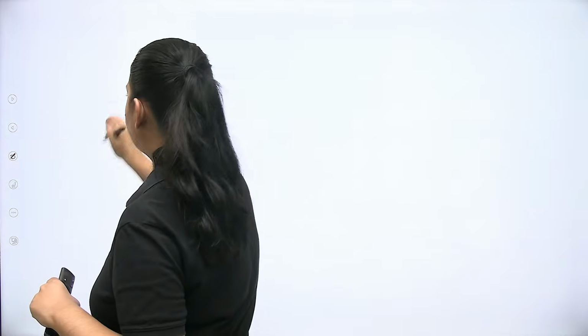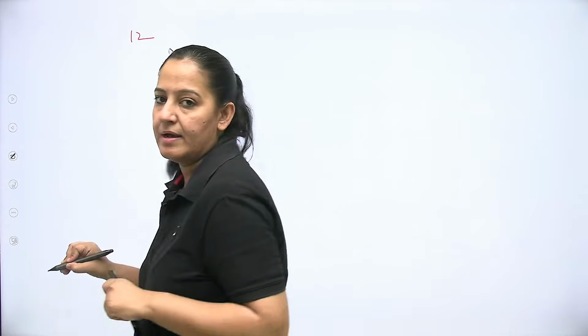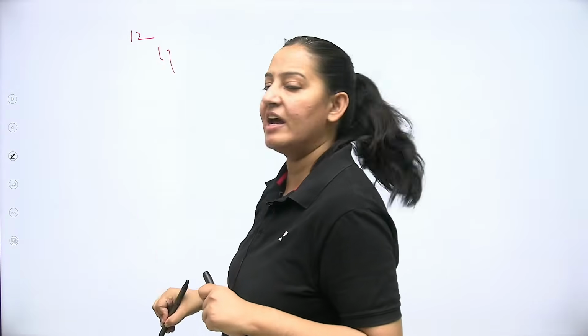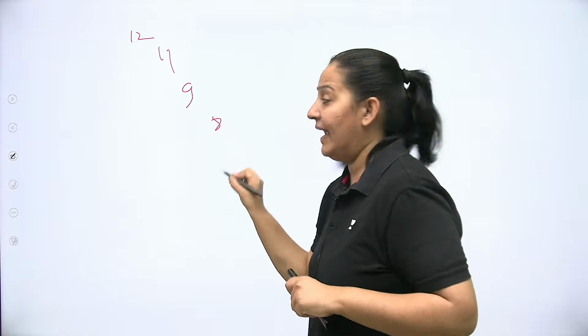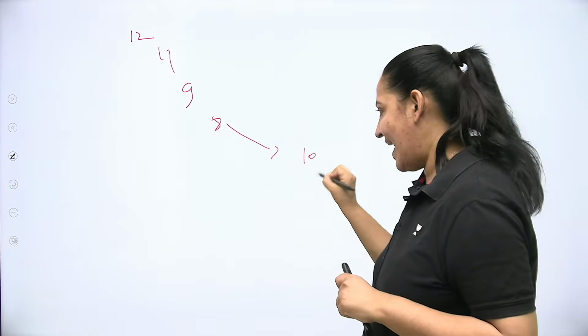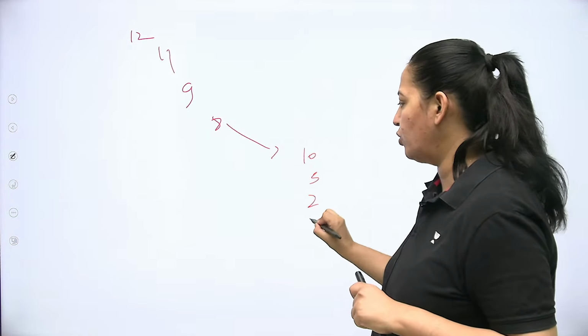In intrinsic pathway, the first factor activated is factor 12. 12 leads to activation of 11. 11 leads to activation of 9. 9 leads to activation of 8. Right? 8 leads to activation of 10. 10 in presence of 5 leads to activation of 2. 2 leads to 1.